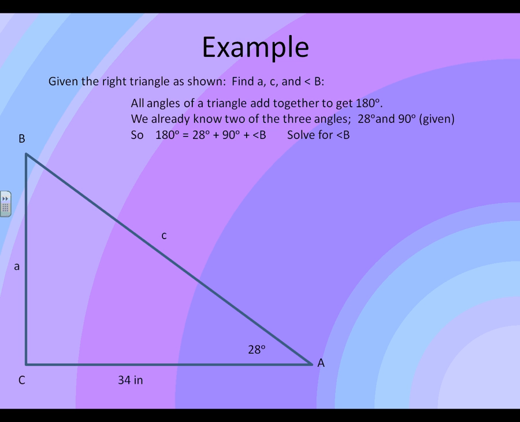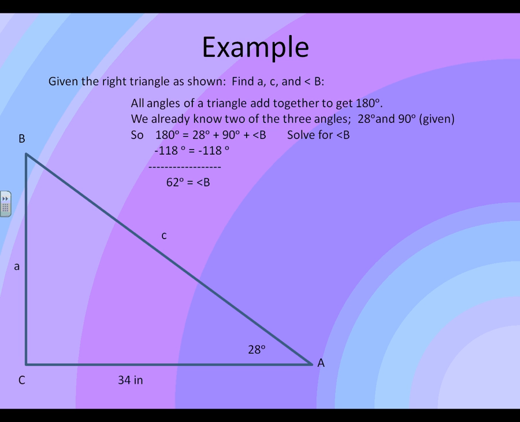Now, notice we have common terms on the right-hand side of the equation, namely 28 degrees plus 90 degrees, and that's going to equal 118 degrees. So we have 118 degrees plus angle B equals 180 degrees. By subtracting 118 degrees from both sides, we end up with 62 degrees equals angle B, which is the only thing we have on the right-hand side.